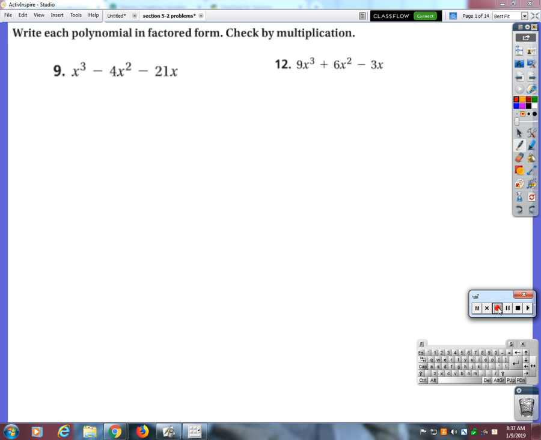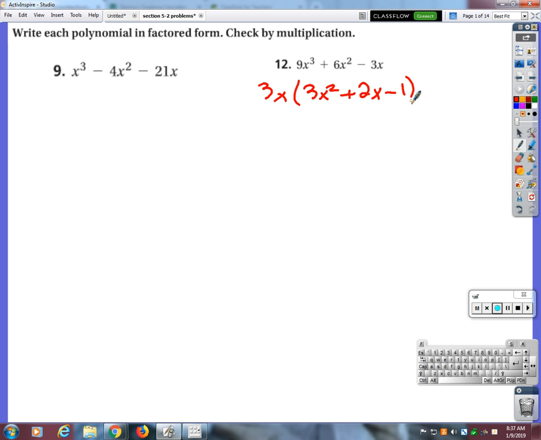Okay, number 12, 9x cubed plus 6x squared minus 3x. What can I factor out of those three? 3 and what else? An x, good. Okay, so that's going to leave me a 3x squared plus 2x minus 1. All right, so that part's pretty straightforward.